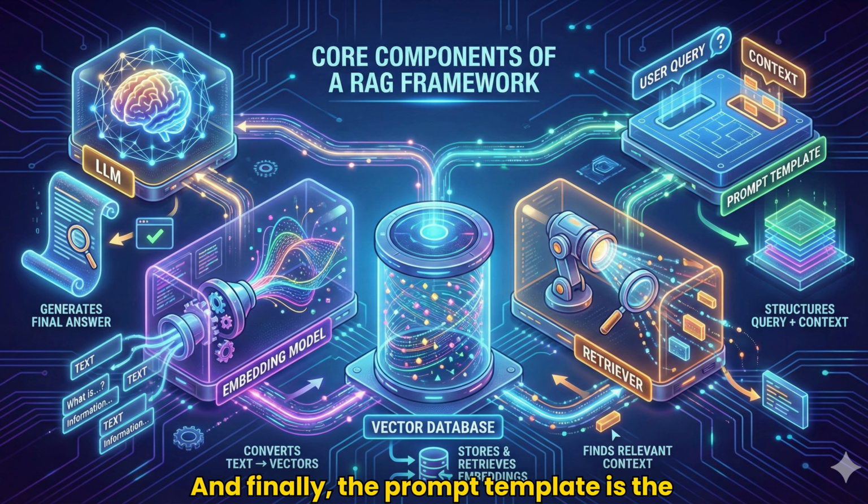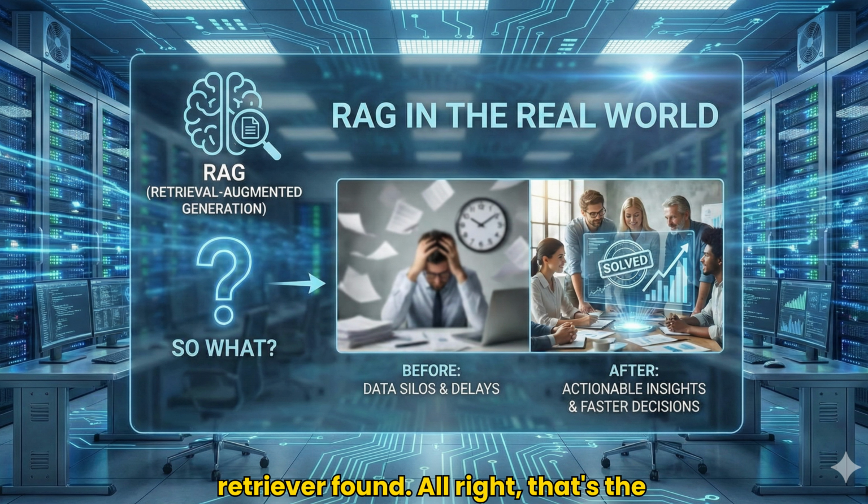And finally, the prompt template is the set of instructions that neatly combines your question with all the facts the retriever found. All right, that's the how. Now for section 4, RAG in the real world. This is where we answer the big question. So what? Why does any of this technical stuff actually matter?